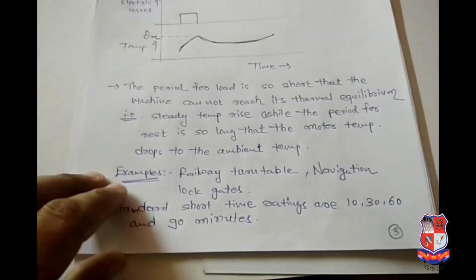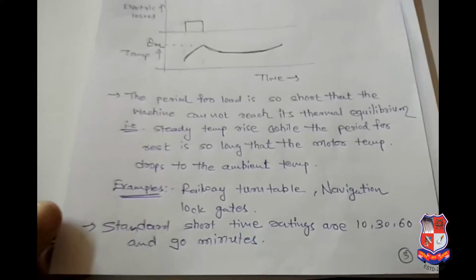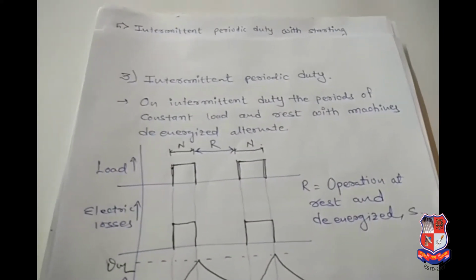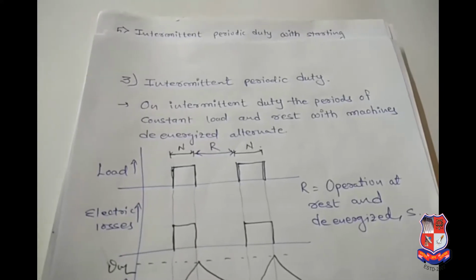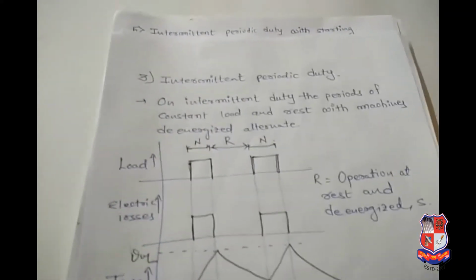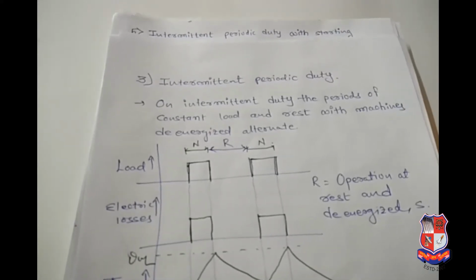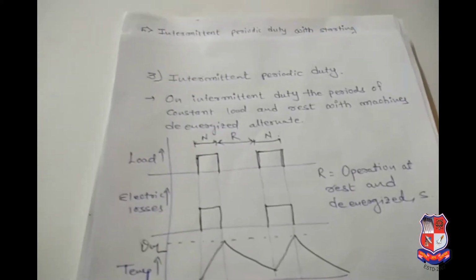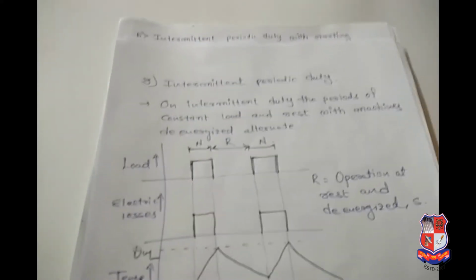So this type of duty is also used in some industrial applications. Now the third one is known as intermittent periodic duty. As per the name, intermittent means the motor is operated at constant load for some period, and then it operates on a rest period. Then another time it operates on rated load, then rest period, rated load, and rest period. This is known as the intermittent periodic duty.